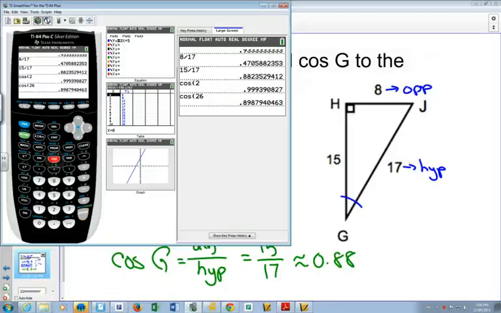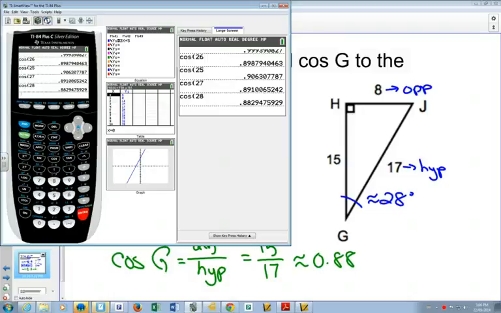Do you want to try higher or lower? Cos 25? Ooh. Cos 27, does that get us closer? Yes. Should we go higher yet? Cos 28? Ooh. That's really close, isn't it? So it is very close to 28 degrees.